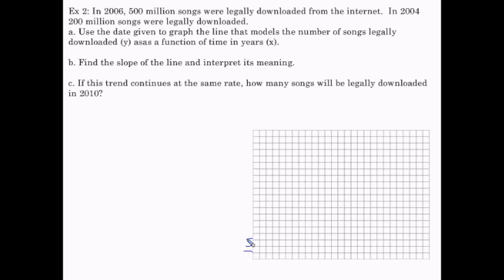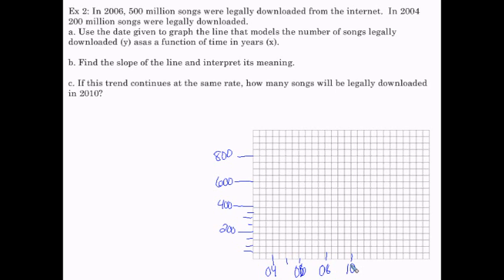Actually, we'll do 200 million, 400 million, 600 million, 800 million, okay? And then across the bottom, I'm doing mine on 2 lines to give it more space in between: 06, 07, 08, 09, 10, okay?